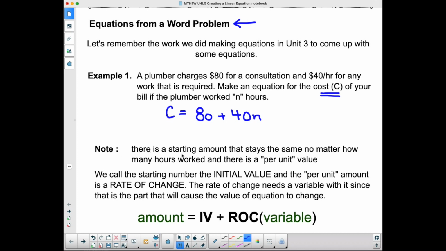So note, there's a starting amount that stays the same no matter how many hours you worked. That's what this is. And then there is a per unit value. So the per unit value is always the one that gets the variable. Per unit. And the variable is the stand-in for the unit. Stand-in unit.